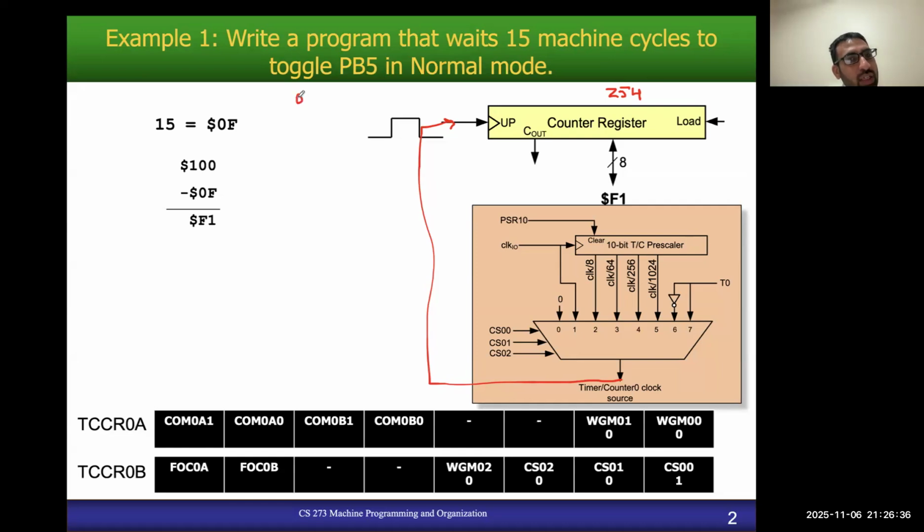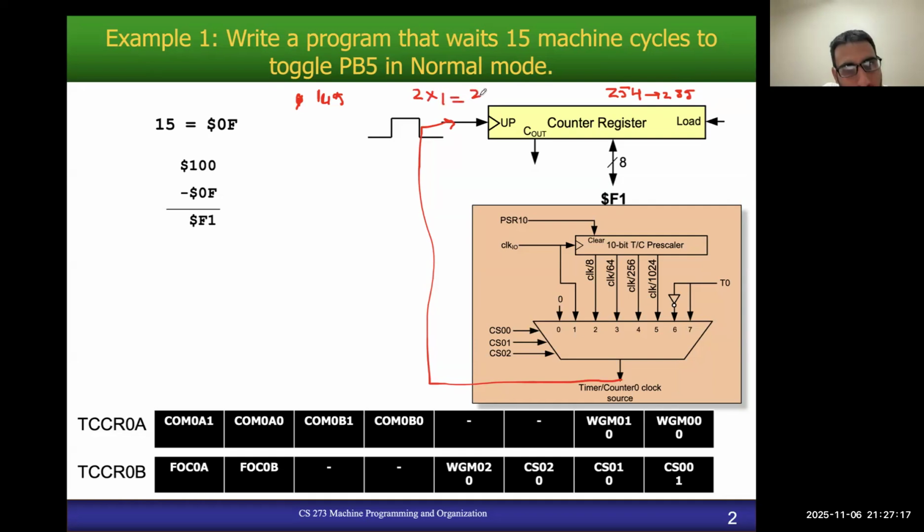Let me make some simple numbers. Let's say the positive edge arrives after every 1 microsecond. So after how many microseconds will the overflow happen? 254 to 255 takes 1 microsecond, and then from 255 to 256, which is equal to 0, another one. So I need only two clocks. And what will be the total time? 2 times 1 microsecond, so 2 microseconds, right?